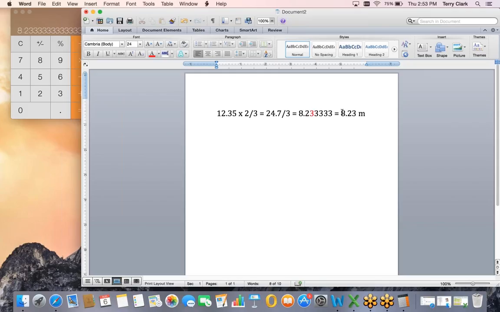All right, so that's going to leave us with 8.23 meters. Okay, now we want to make sure that when we're working with the metric, that one, we're rounding to the nearest hundredth place, and that two, we're putting our unit of measurement, which is going to be meters in this case. If you just put 8.23, it would definitely get marked wrong.